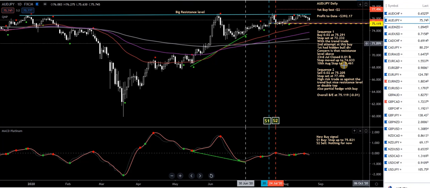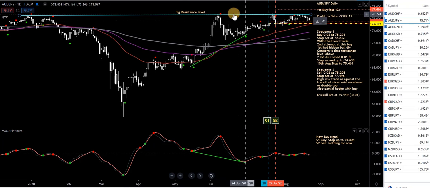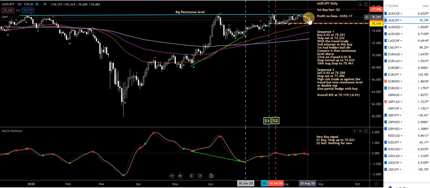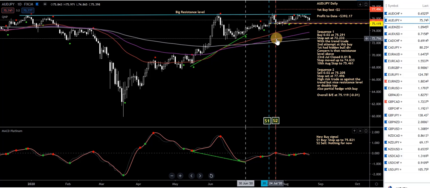Aussie Swiss. All right. Aussie Japanese yen. You'll see blue lines like this on my charts. Big resistance level. You can see my notes there. That's all it is. Look, you can see it's come up, close, come up, come up, come up, and stuck there. And my stop was above it, and the sell from here.